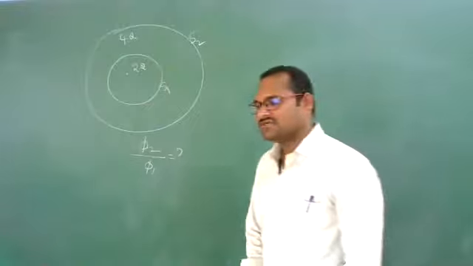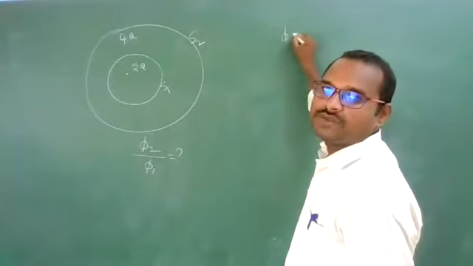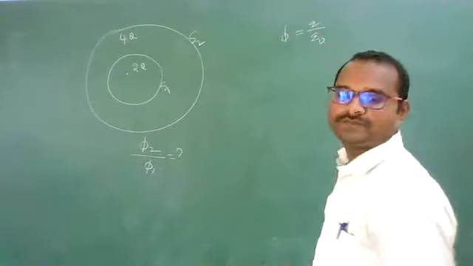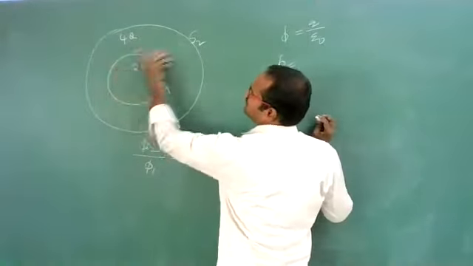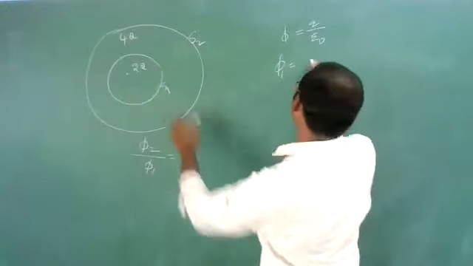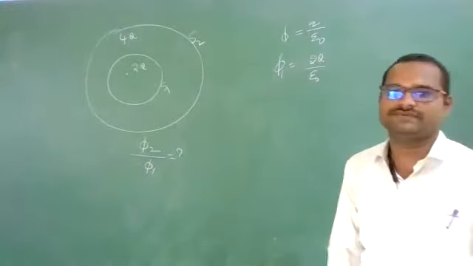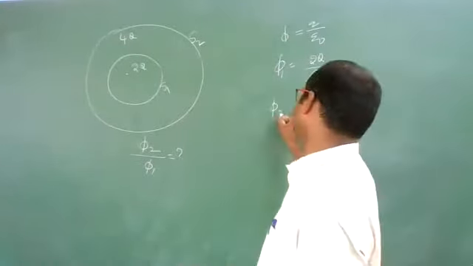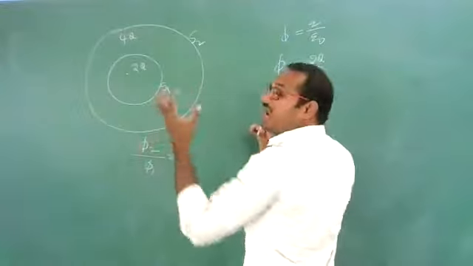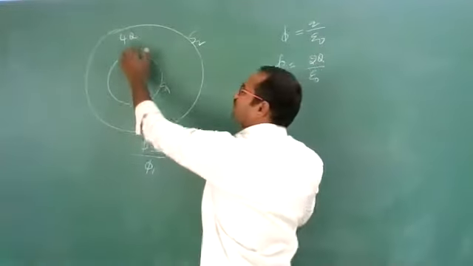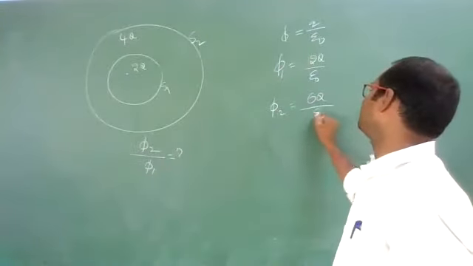So first you want flux through first surface. What is the Gauss law? Flux through any closed surface is equal to q by epsilon naught. So flux through first surface: how much electric charge is there inside this first surface? 2q. So it can be written as 2q by epsilon naught. This is the flux passing through the first surface. Now, what is the flux through second surface? Inside this second closed surface, how much charge is present? 4q charge plus 2q charge, total 6q charge is present. Yes, 6q upon epsilon naught.